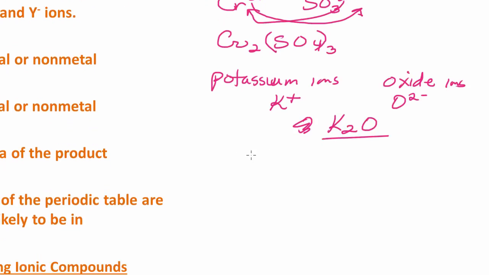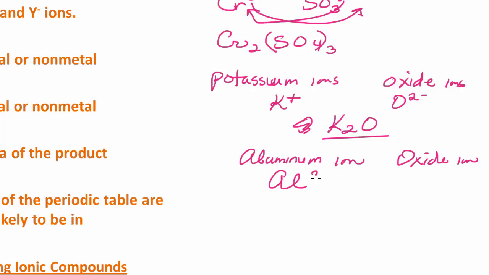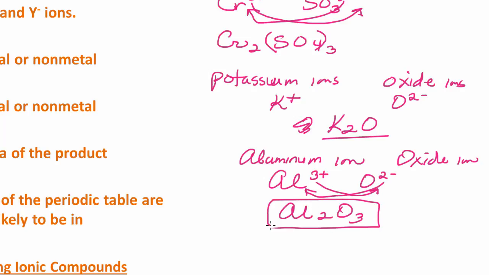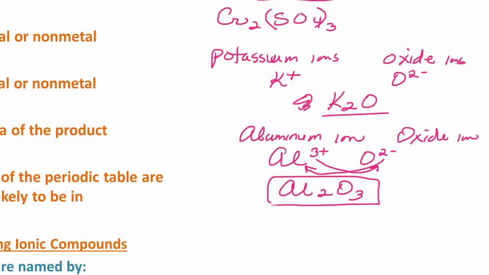One more I want to do is aluminum ion, and let's see, we'll do oxide ion again. Aluminum, group 3A, it has a +3 charge. The oxide ion, again, we know a -2 charge. And we'll bring this here and this here. So what we have is aluminum oxide. That is the formula. So you want to practice writing these formulas.